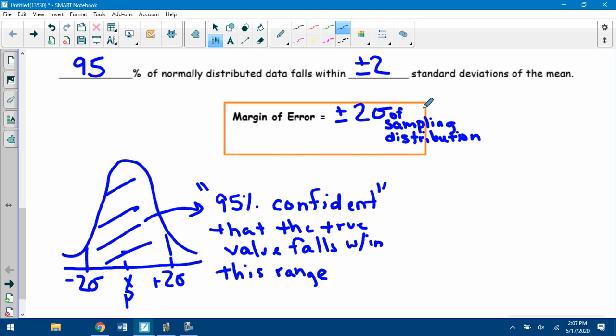Okay, now remember, there are ways to make this standard deviation number smaller, which would in turn make the margin of error smaller. And we'll talk about those as we go through this lesson.